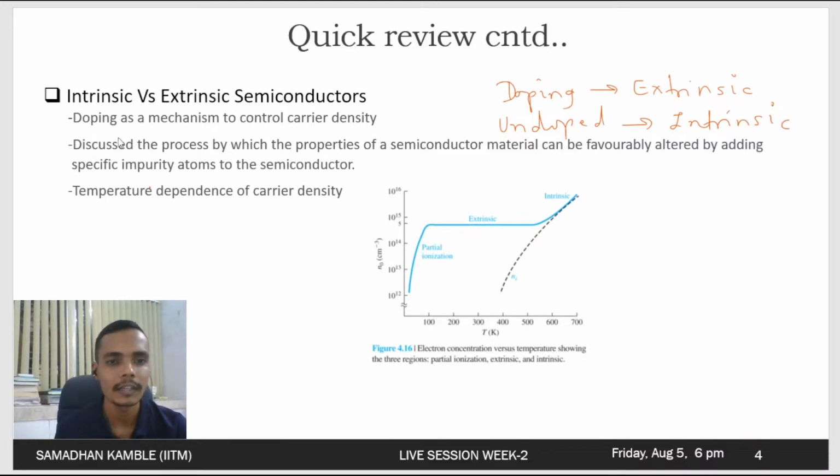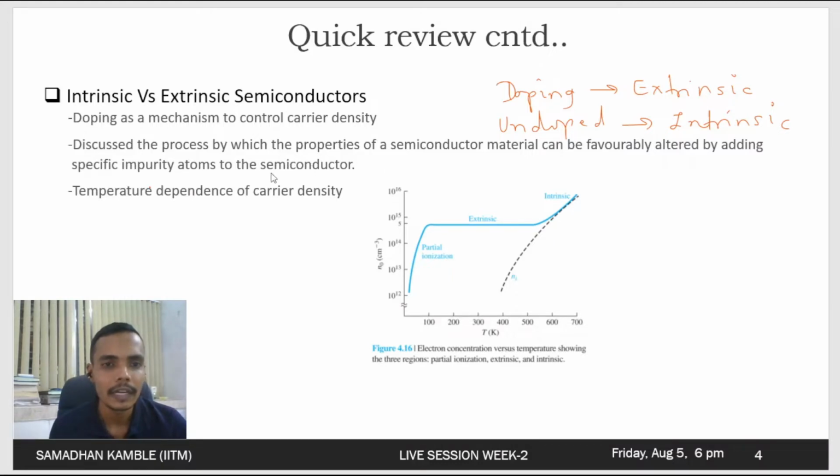So we saw that doping is actually a mechanism to control the density of carriers, that is the charge carriers, which are electrons and holes in the case of semiconductors. So we can alter the properties of the bare semiconductor, which is the intrinsic semiconductor, by adding different impurities. There are different types of impurities, like group 3 or group 5 elements we can add in order to make an n-type and a p-type semiconductor.